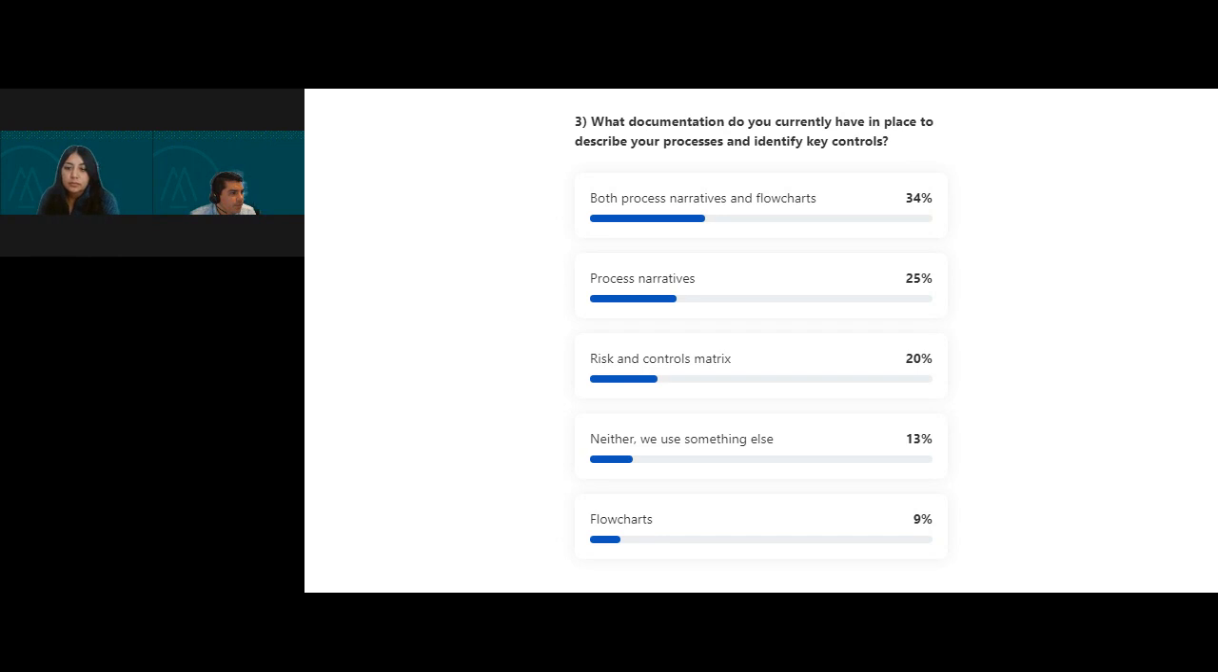So it looks like a lot of participants use both narratives and flowcharts, which is great documentation, very detailed. Some of them are using process narratives only. I got 12% that use something else.